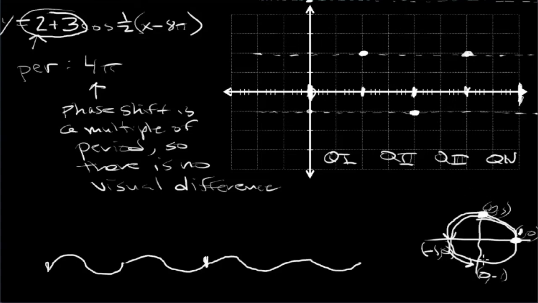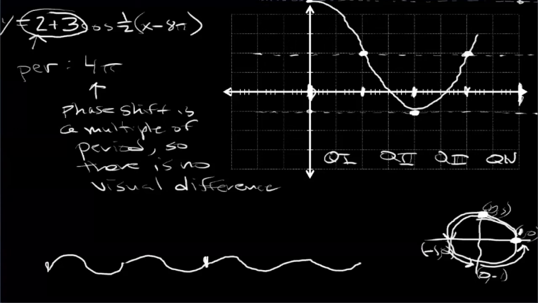And then eventually I find my way back to the high point, and that will be right here. Okay, and so the shape of this single period that I just graphed will look like that. So that would be one period of this cosine graph.